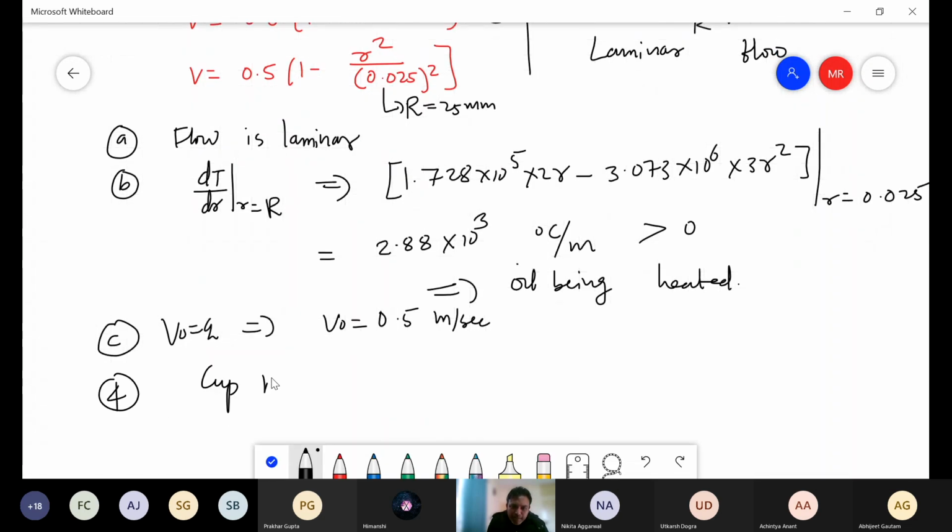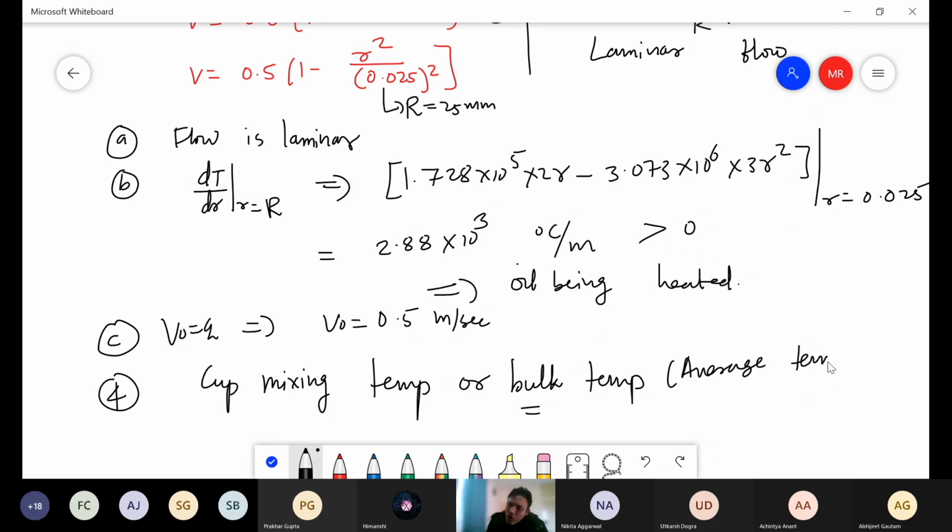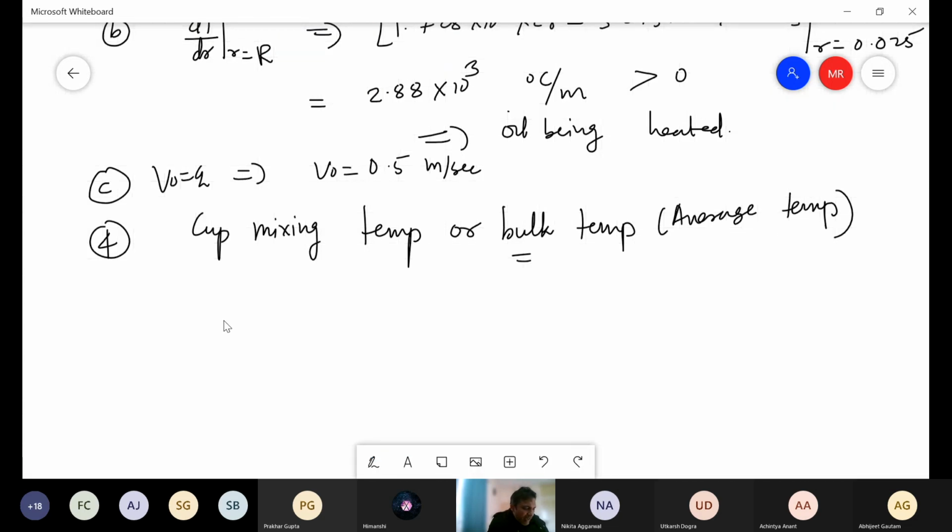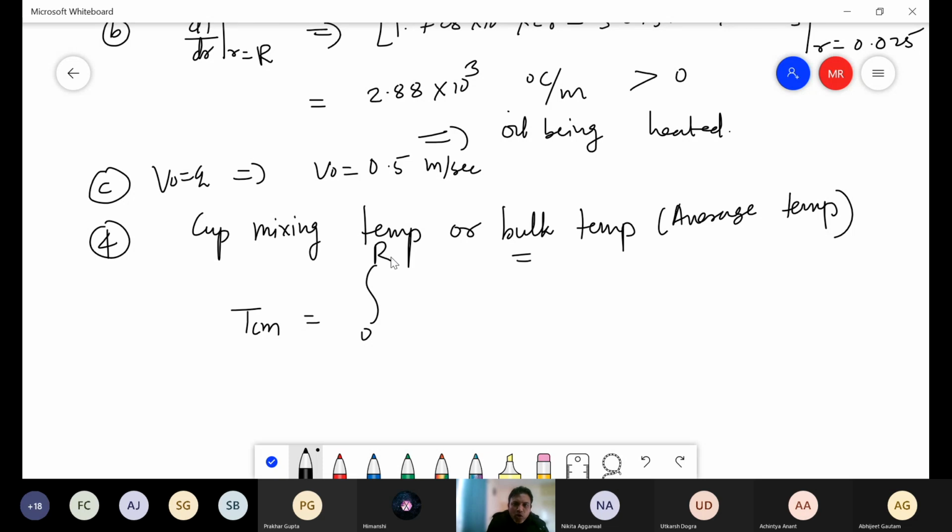Now cup mixing temperature, or bulk temperature, you call it bulk temperature. This is nothing but the average temperature, averaged over all variables. So this is calculated as T_CM. Cup mixing temperature is averaged over 0 to R.